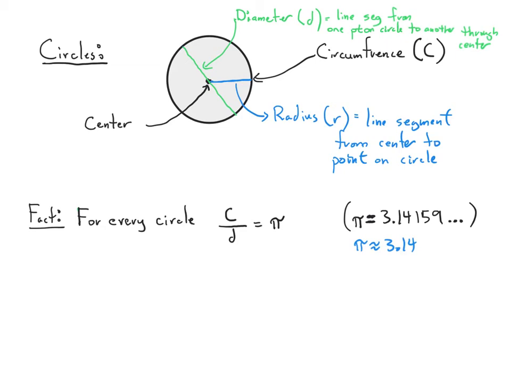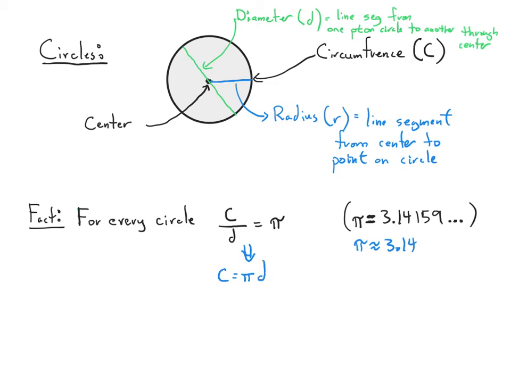But the way we can think about this is that we can say the circumference is always pi times the length of the diameter. So in fact, if we do want to solve for the circumference, we can just rearrange this formula. Multiply both sides by d, and we get that the circumference equals pi times the diameter.